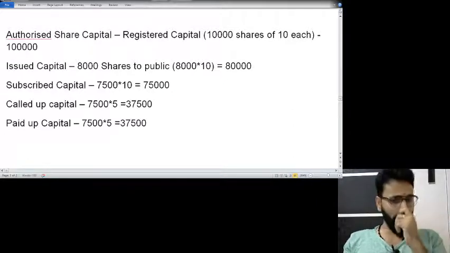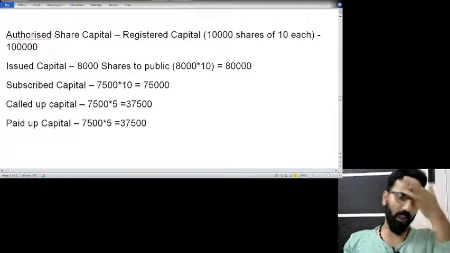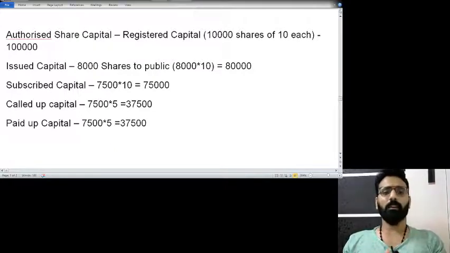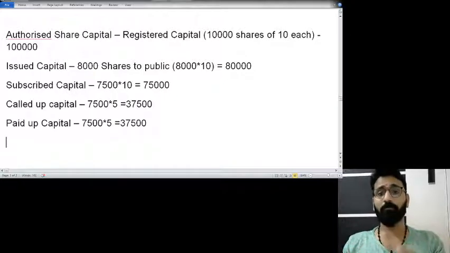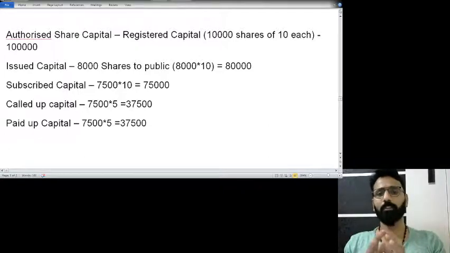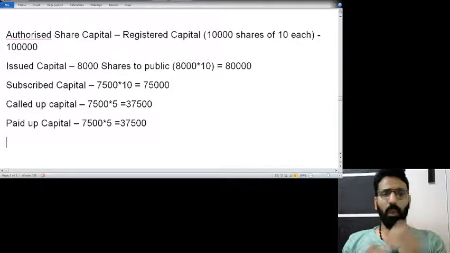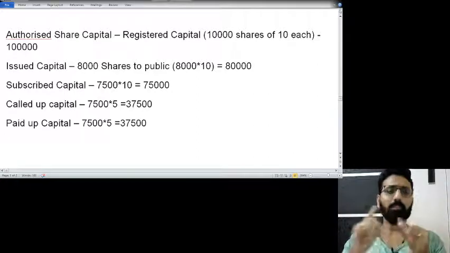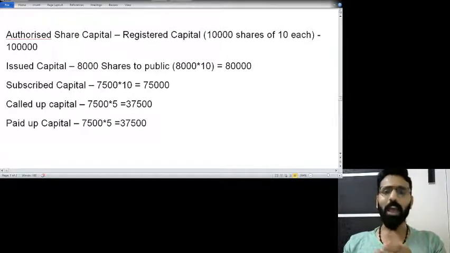Now, if out of 7,500 only 7,000 guys paid, then my paid up will be 7,000 into 5, 35,000, and the balance is called as calls in arrears. That we will discuss when it comes into regular flow. Now again, how do we break up the capital? Authorized, issued, subscribed, called up and paid up.